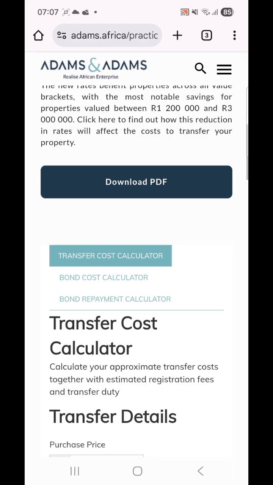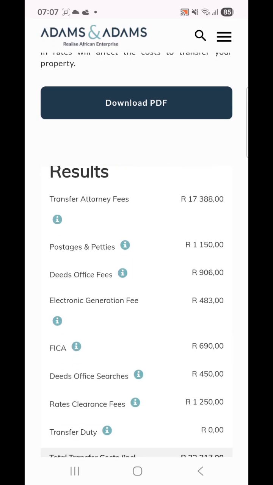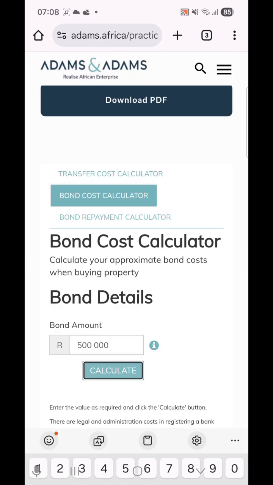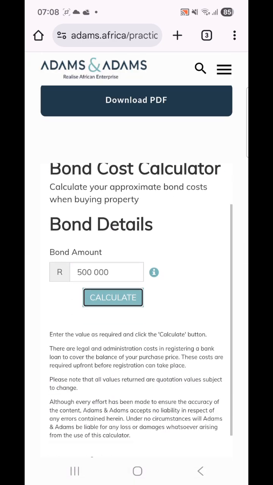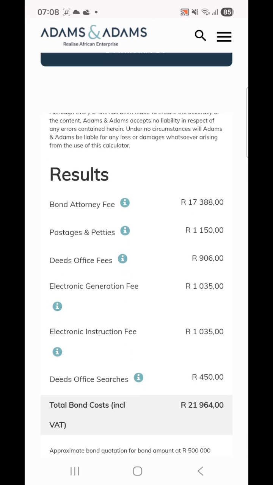So as you can see, the first one that we're looking at is the transfer cost calculator, and the bond registration cost for the same property value, 500,000. I like this one because it gives you a more detailed explanation of what the actual costs are for. So let's talk about transfer duty. There's a difference between transfer duty and transfer costs. You have a transfer cost, which I have already explained, and then you also have a transfer duty. But a transfer duty applies to properties of a certain value.